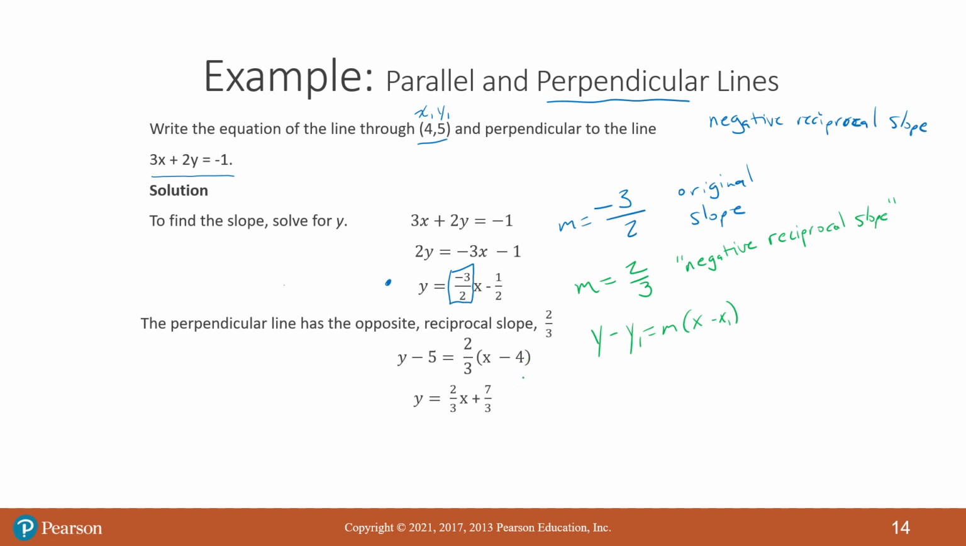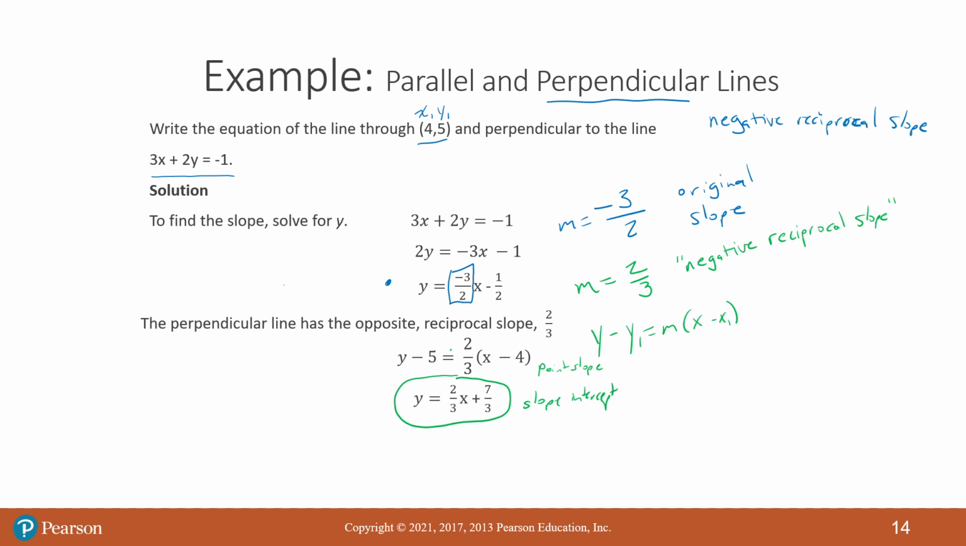Then they're going to simplify it from that point slope form to the slope intercept form. So remember, this is point slope. This is slope intercept. So this is our answer here. This is the slope-intercept form of the perpendicular line to the original equation, 3x plus 2y equals -1.